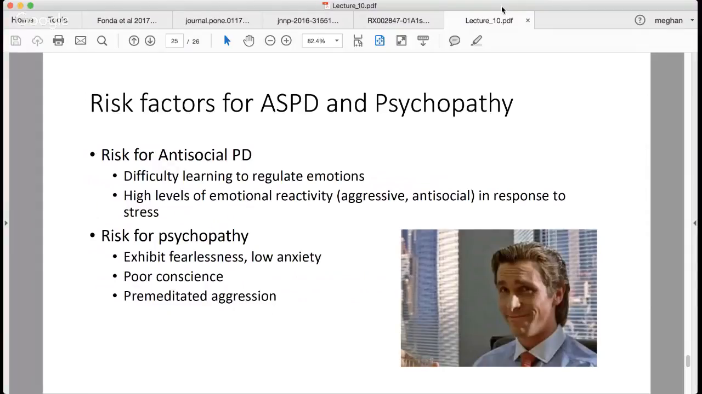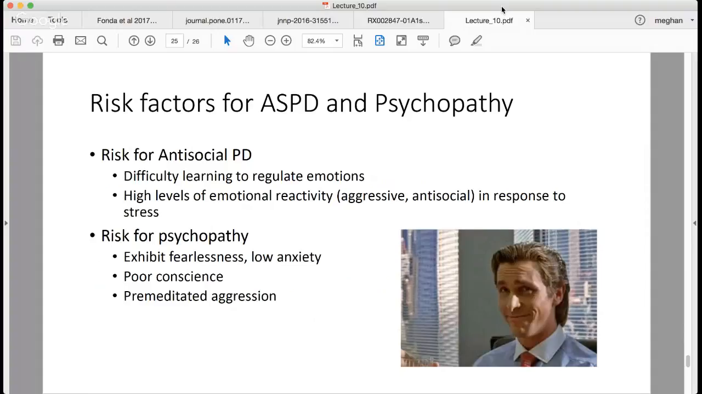Frick and colleagues showed that there are at least two different dimensions of children's difficult temperament that lead to different developmental outcomes. Some children have great difficulty learning to regulate their emotions and show high levels of emotional reactivity, including aggressiveness and antisocial behaviors when they're responding to stressful demands and negative emotions like frustration and anger. These children are at an increased risk for developing antisocial personality disorder and high scores on the antisocial dimension of psychopathy.